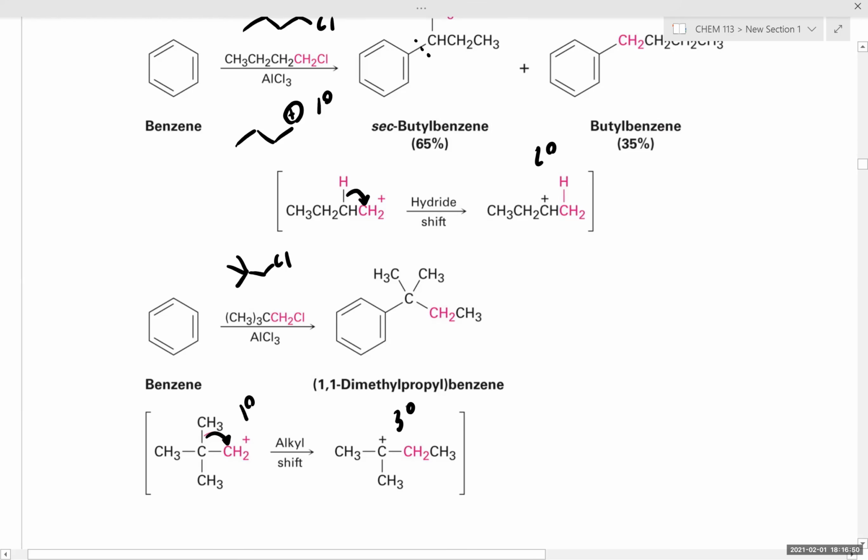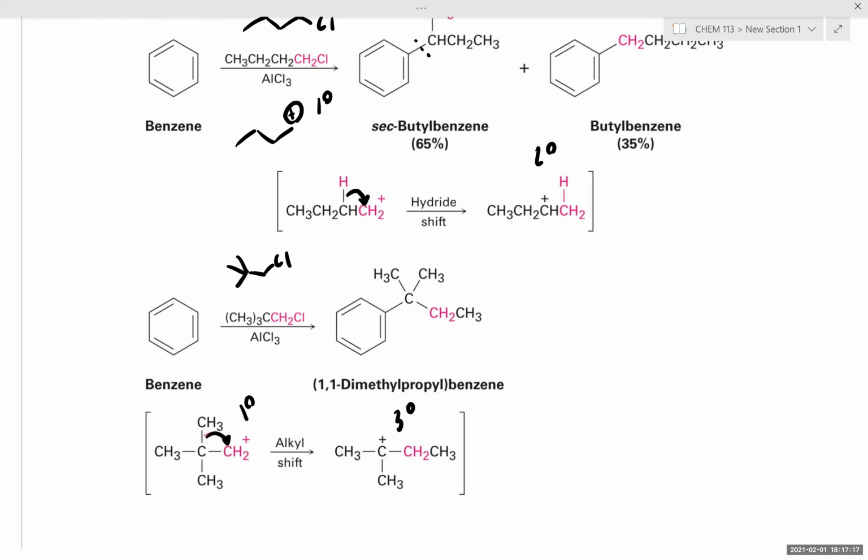So as we know, which of these carbocations is more stable? Which of these carbocations is lower in energy? The primary or the tertiary carbocation? The tertiary, right? It's stabilized by an increasing number of hyperconjugation interactions, and generally increasing substitution on your carbocation results in a more stable carbocation.